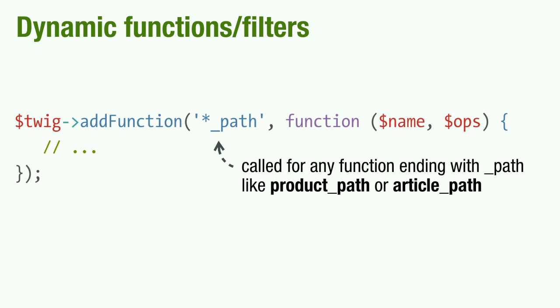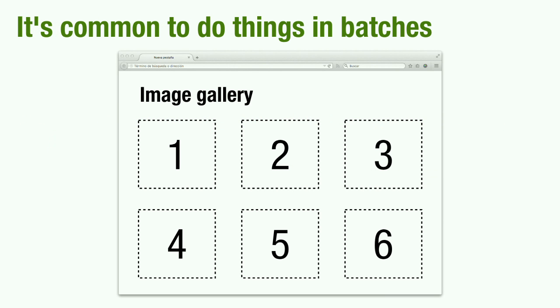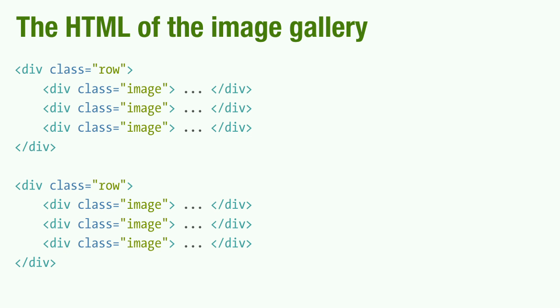You can, but you should not. Okay, and then the first argument you get in the function is actually name, so that would be product here or article. Okay. Doing things in batches, so going very quickly now.